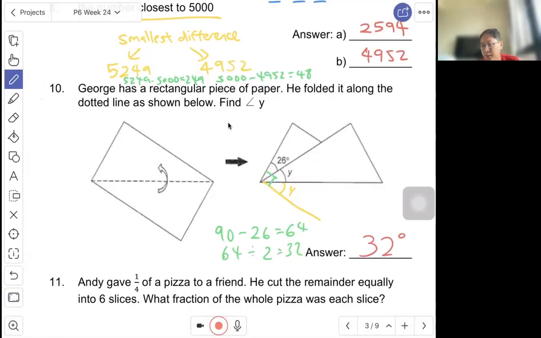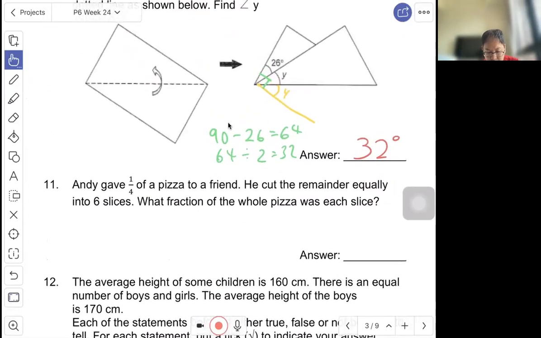Question 11. Reserve time, give you 1 minute to do question 11.